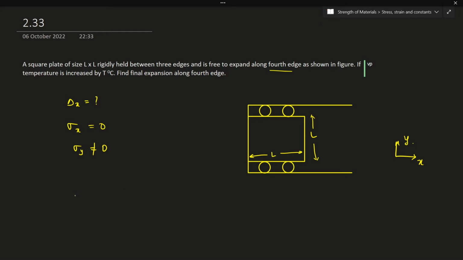Then again, if I want to calculate delta x, it would be given by L alpha t minus sigma x L by E plus, again, it will experience compressive load in the y direction, so it will be elongated. So here, elongated along the x direction, plus nu into sigma y L by E. So this delta x is again 0.